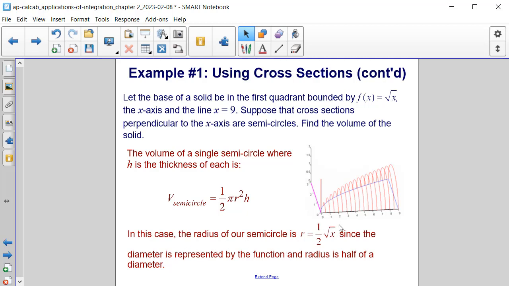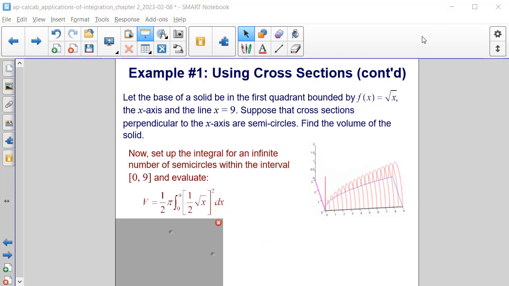Since the diameter is represented by the function, like you can see the little semicircles, I could draw straight lines here, and those would all be diameters. And the radius is half of each diameter. The next step is to set up the integral for the infinite number of semicircles within the interval from 0 to 9. So that's the 1/2 pi. Now the radius is inside that integral from 0 to 9, and our radius was 1/2 times the square root of x, being squared, and then the height is our dx.